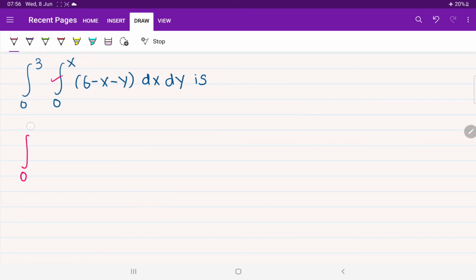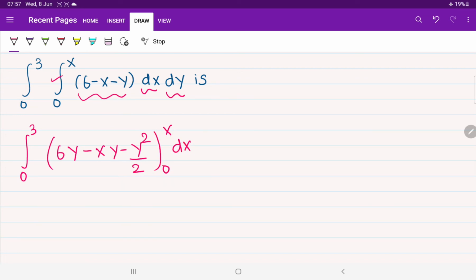Let me fix 0 to 3 as it is. If we are going to integrate this function with respect to y, then keep dx as constant. As of now I am not going to integrate with respect to x, so I am keeping dx outside. If we integrate with respect to y, then 6 will become 6y minus x into y minus y power 2 by 2. Then its corresponding limits are 0 to x, then it will be dx.